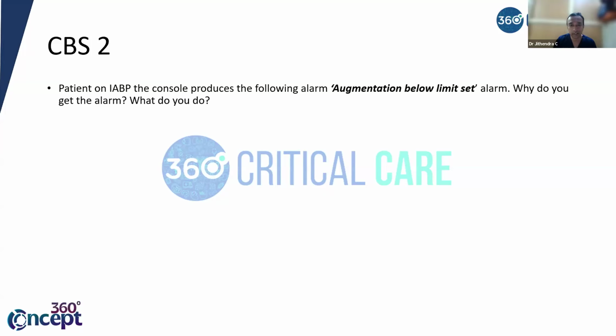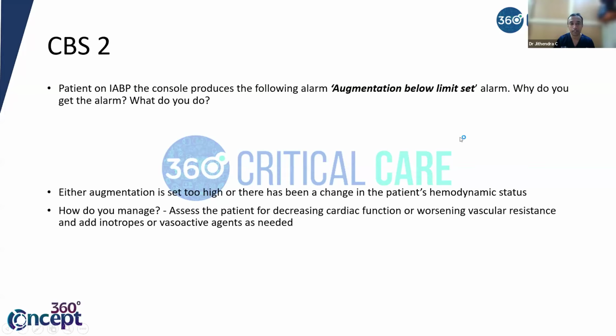So I'll see what are the answers. Somebody says it is timing error. Check the helium level. Okay, next. Anybody else? Delayed inflation. So it is usually the alarm limits. One of the common things can be that the alarms may be set abnormally. Either augmentation is set too high, so you have expected too high, or there has been a change in the patient's hemodynamics. Suddenly the patient had some issue. So suddenly some acute thrombosis has happened, or new ischemia is happening. The heart function became less. So that is when you'll get this augmentation below set limit.